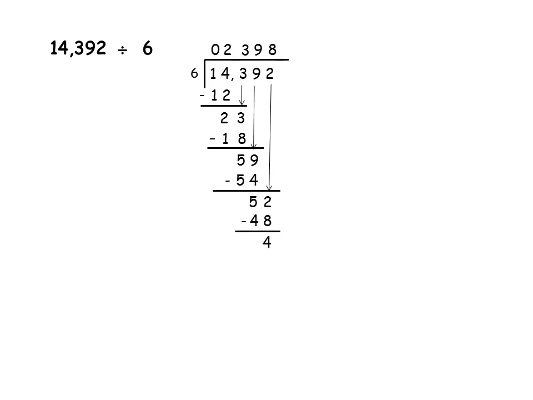No more digits left to divide, so you got your quotient and remainder. That's your quotient, 2398, and 4 is your remainder. So your answer will be Q is 2398 and R is equal to 4. Okay.